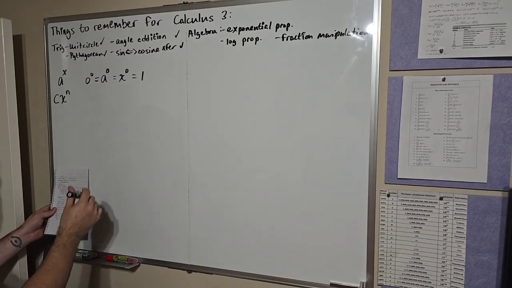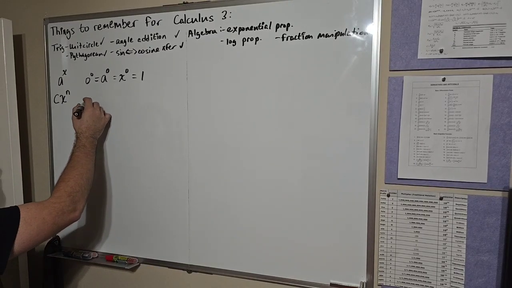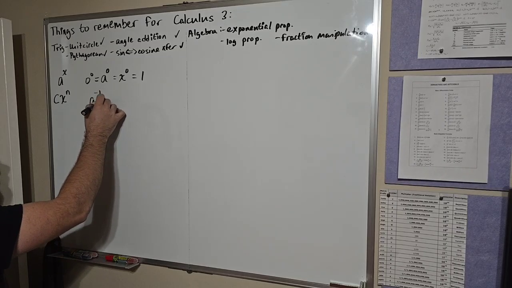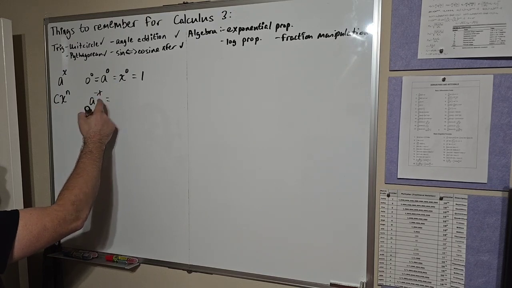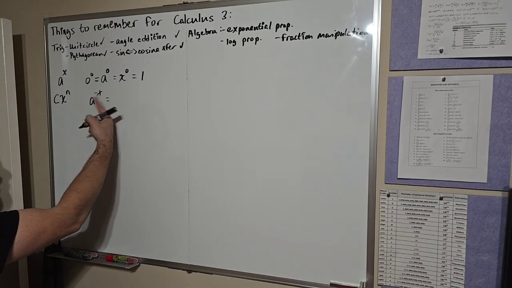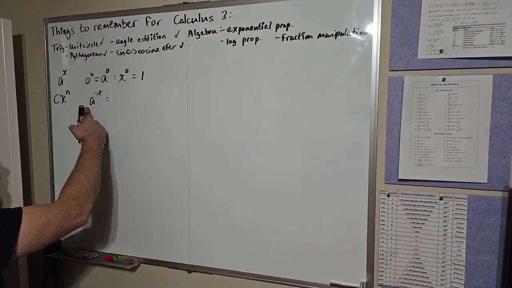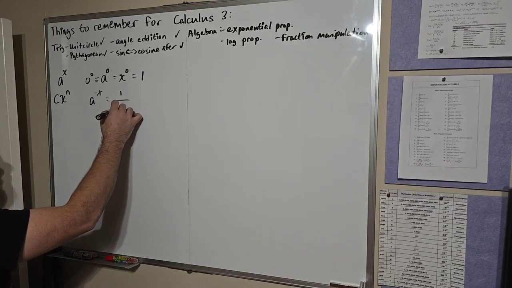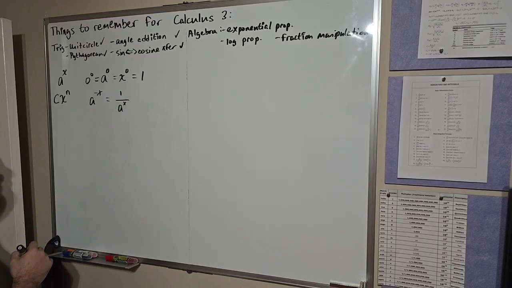The next thing that we're going to look at is negative powers. So if I have a to the negative 1, for example, or we'll call it negative x, what we can do here is say, okay, well, a negative exponent actually flips the entire term to the bottom. So in this case, this becomes 1 over a to the x.